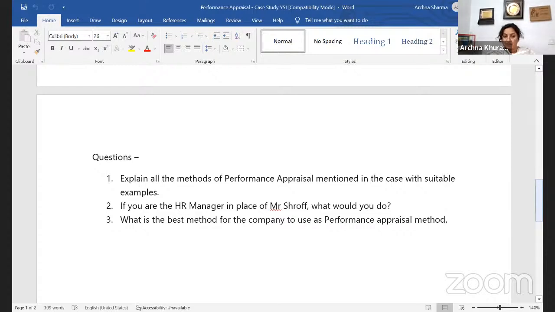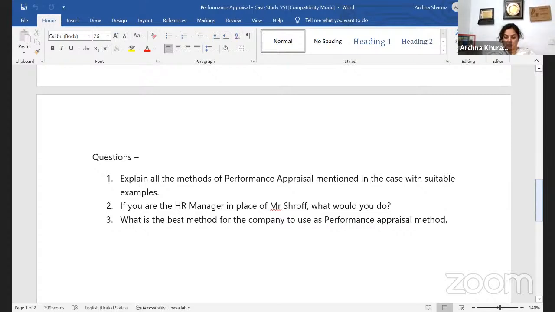Then the second question says that if you are an HR manager in place of Mr. Shroff, what would you do now? So that's of importance. Ma'am, I will use this 360 method so that bias cannot happen. Each and every individual can get a chance to give necessary feedback, according to which the appraisal of the employee can be given. Okay.